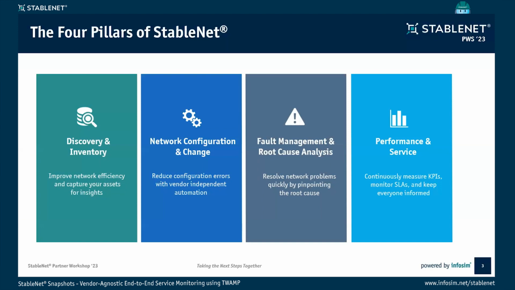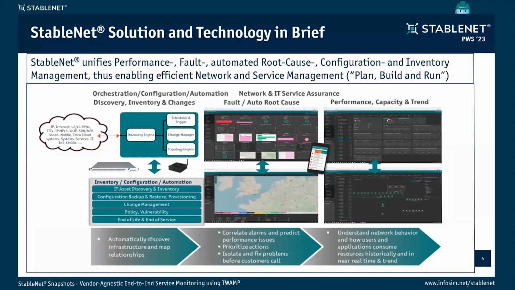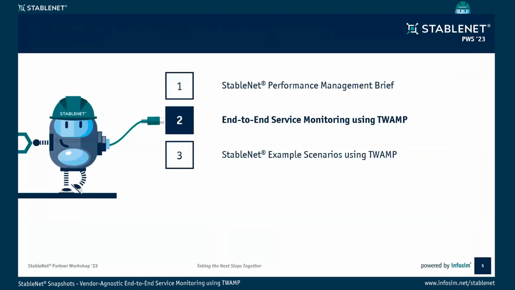You're probably all familiar with the 4 pillars of StableNet. Just to repeat and to point out that we're talking about the 4th pillar on the very right, performance and service management. And here also on the very right of this slide, you can see performance, capacity, and trend analysis and some typical screenshots related to that. So that's where you'll find TWAMP monitoring functionality.